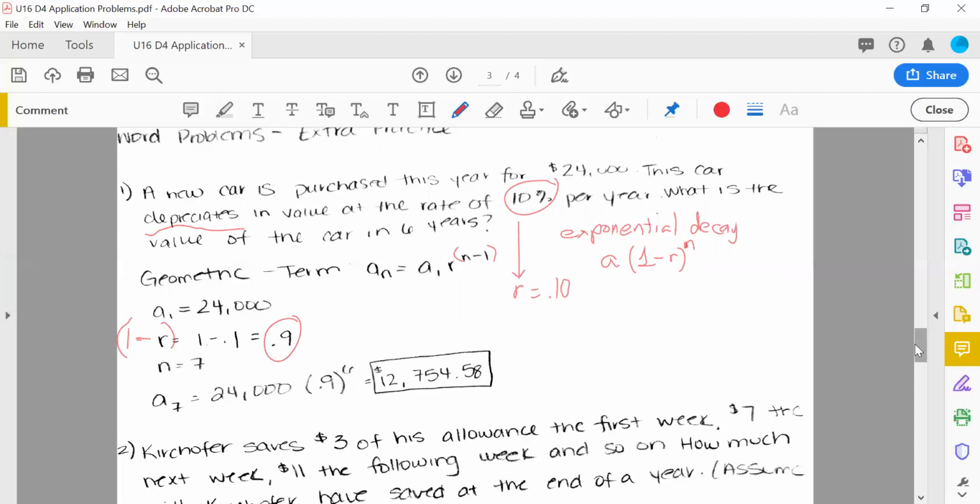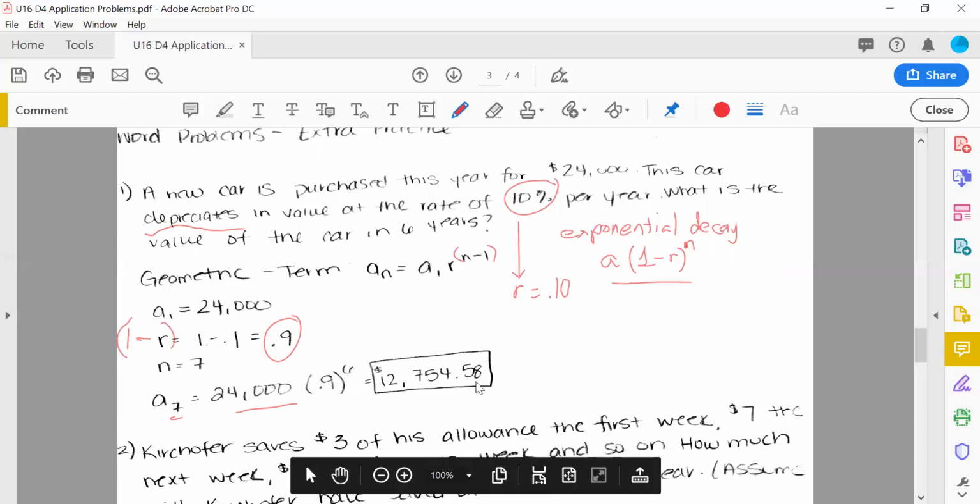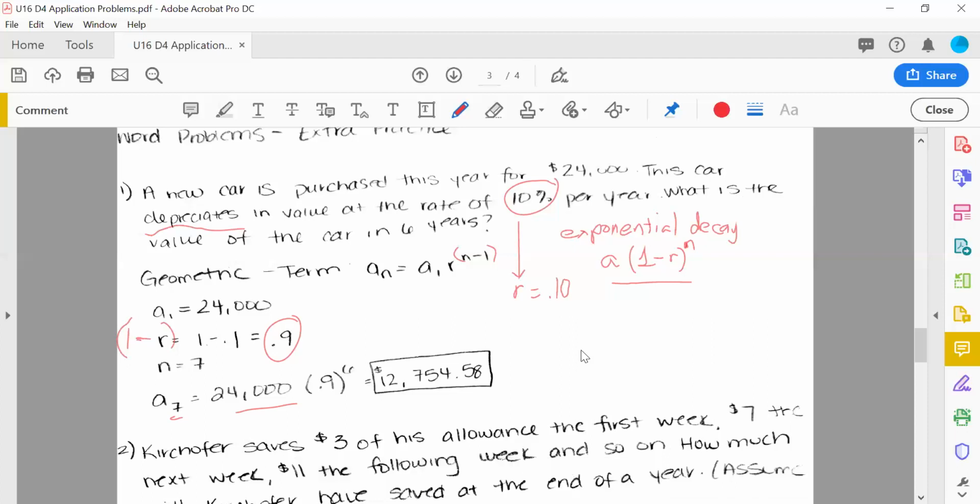It's technically 7 total terms because remember, you're starting at year 0. But if you use just the exponential decay model, you take the 24 grand times 0.9 raised to the 6th power because it's in 6 years. And in 6 years, your $24,000 car is only worth $12,754.58.